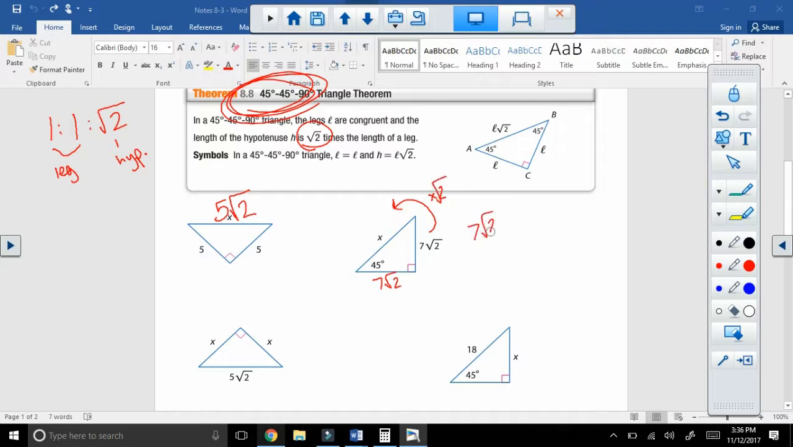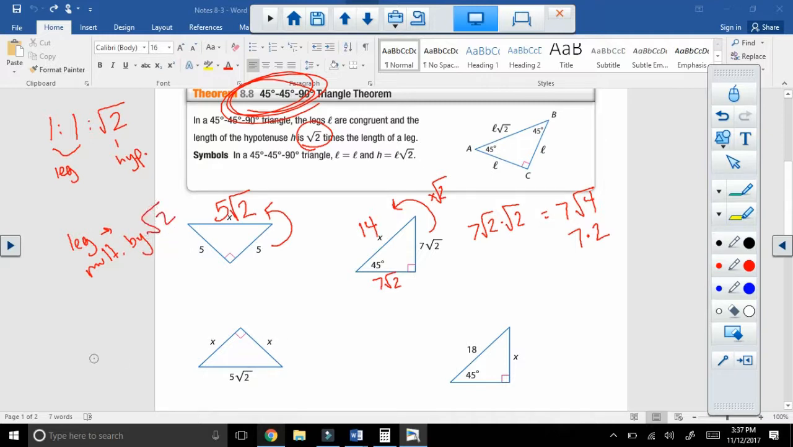So 7 times the square root of 2 times the square root of 2 is 7 times the square root of 4, which in other words is 7 times 2, and this is going to be 14. You don't need to set up anything fancy. You just need to decide if you're multiplying by the square root of 2 like you did for these. When you have the leg, you're going to multiply by the square root of 2.